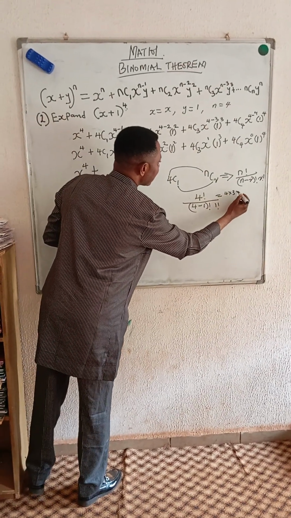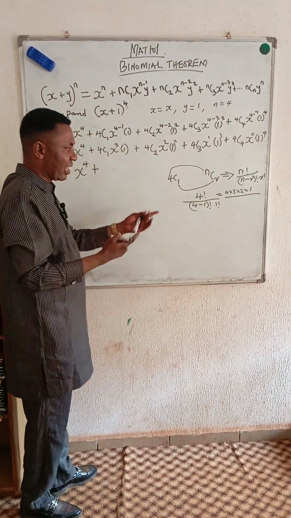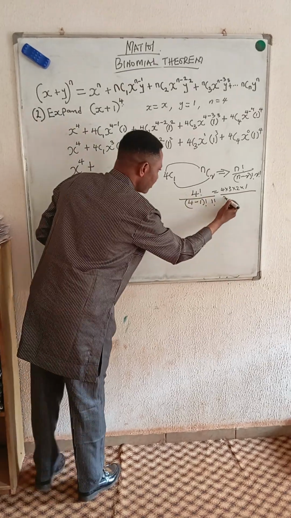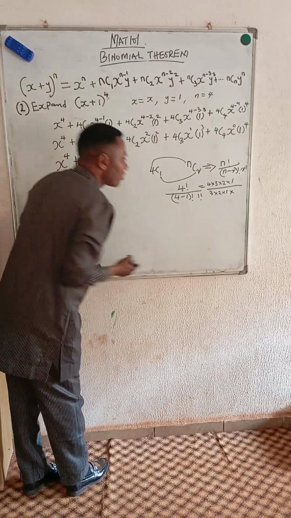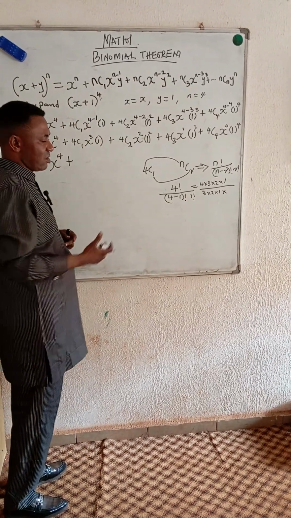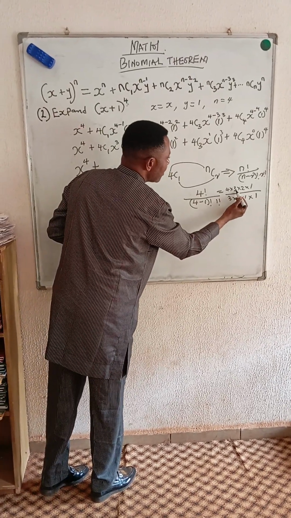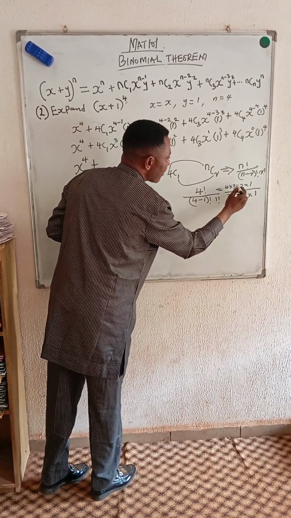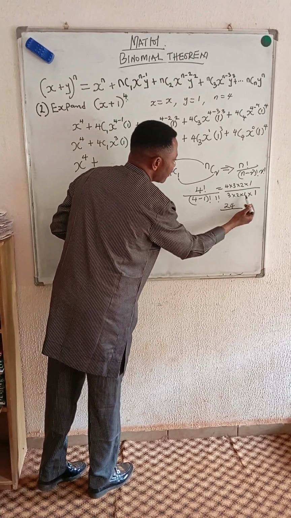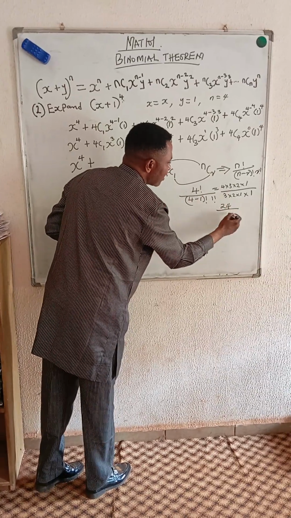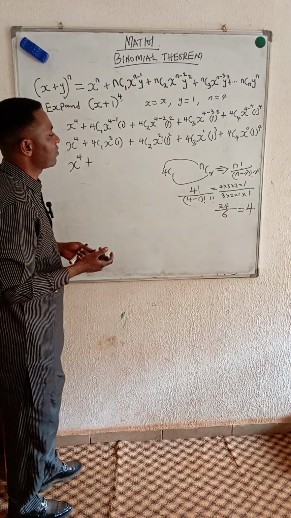So that is, look at it, 4 times 3 times 2 times 1 all over 4 minus 1 factorial, which means 3 factorial, which is 3 times 2 times 1. Then multiply by 1 factorial. What is 1 factorial? It means 1. So that's 1 times 1 is 1. Now 4 times 3 is 12, 12 times 2 is 24, 24 times 1 is 24. Then 3 times 2 is 6, 6 times 1 is 6. So 24 all over 6, we should have 4, because 24 over 6 is 4.